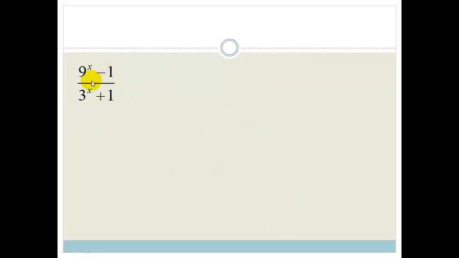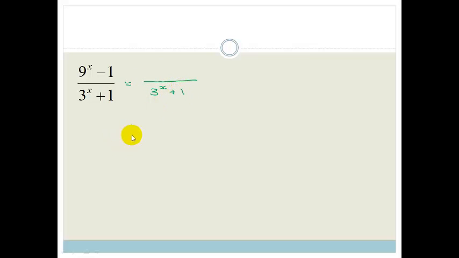Okay, so this looks a little bit complicated and it looks a bit scary, but there's a trick, and I'm going to show you what that trick is. So do you agree there's nothing we can do with this 3 to the x? This is just 3 to the x, and there's nothing we can do with the plus 1. So let's leave that. That is 3 to the x plus 1.